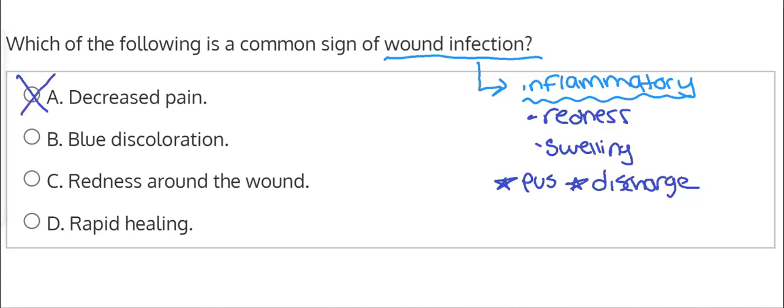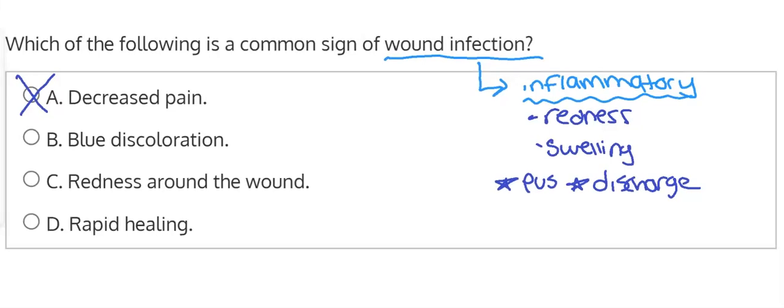Option B states blue discoloration, and this could be seen with a variety of different reasons. Usually blue discoloration is related to some sort of a cold injury, such as when it's very snowy outside and there's a lack of circulation to the area, it might appear bluish, or similarly there could be a lack of circulation for respiratory reasons. This is known as cyanosis if the area is blue due to lack of oxygenation. So these are signs of other injuries, but not necessarily a wound infection. Therefore, we can eliminate option B.